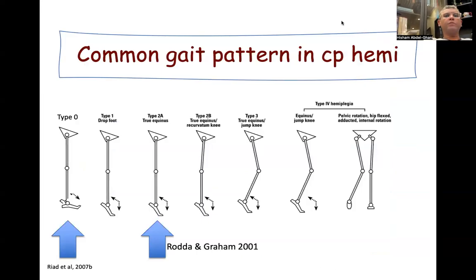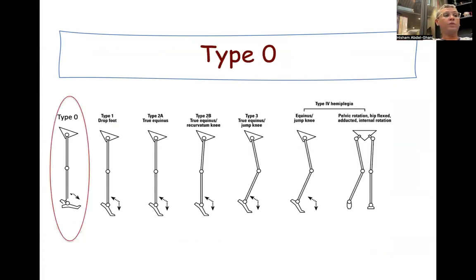This classification has been modified a little bit to add 2 subcategories. Type 0, which is plantigrade foot in unilateral cerebral palsy, and type 2 has been subclassified. Type 2, the true equinus, has been subclassified into type 2A, true equinus with straight knee, and type 2B, true equinus with recurvatum knee. Let us see. Type 0: a child with unilateral cerebral palsy, CP hemiplegia, walking plantigrade.